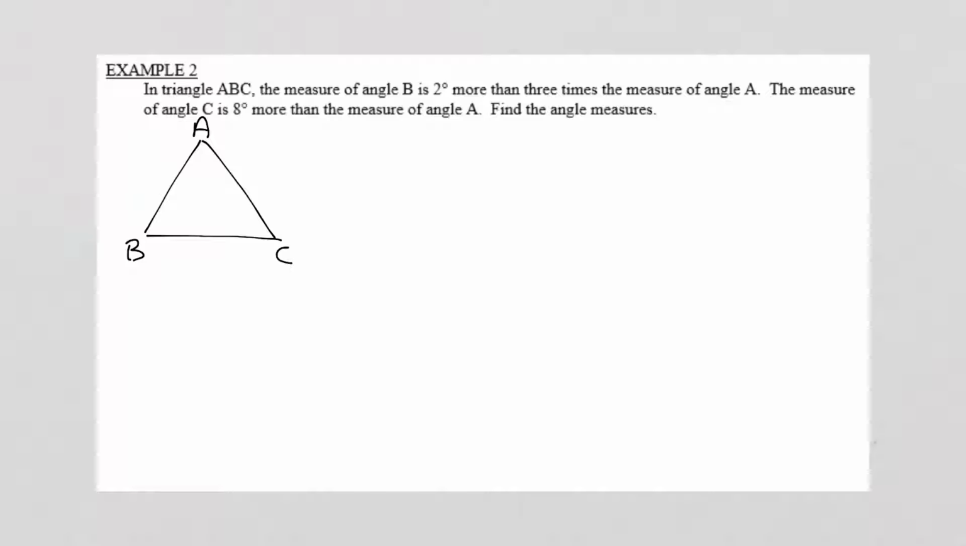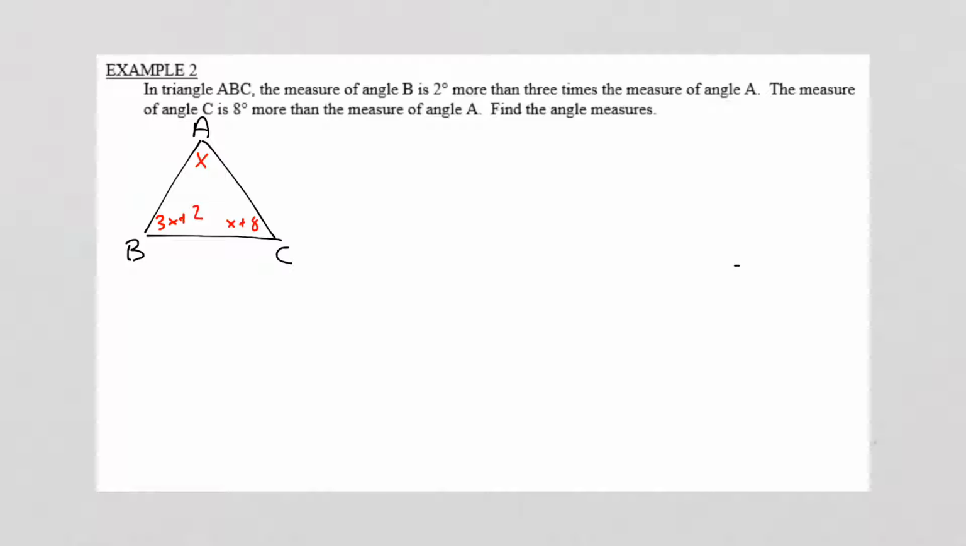We know that the measure of angle B is 2 more than 3 times A, and C is 8 more than A. So we know that everything is compared to angle A. So labeling this, I'm going to call angle A x. I know angle B is 3x plus 2, and I know that C is x plus 8.